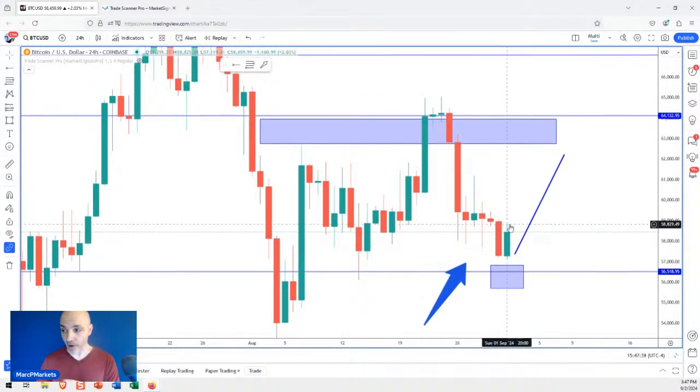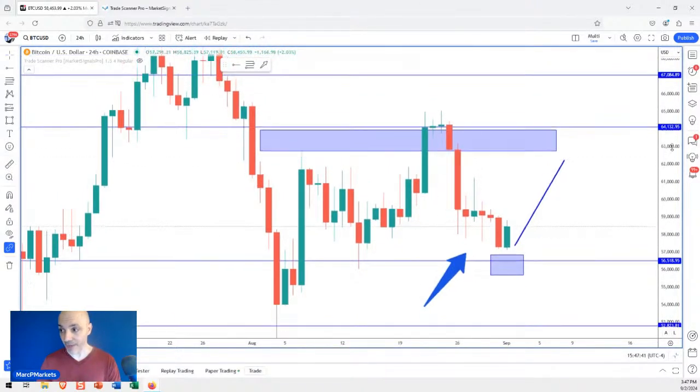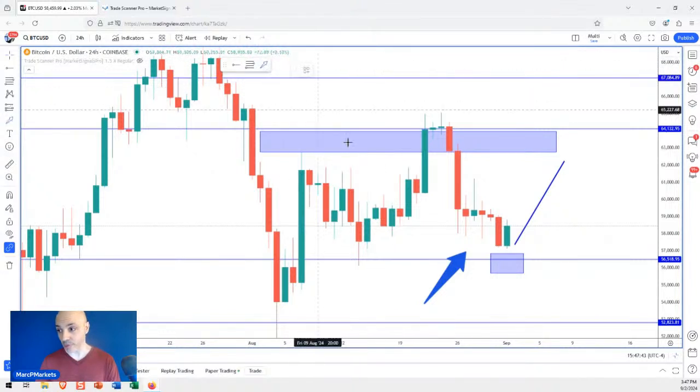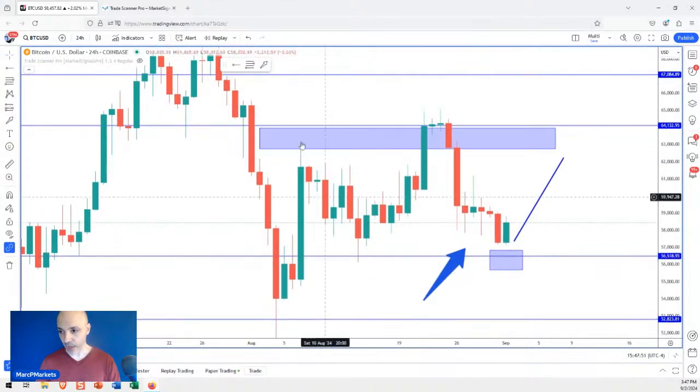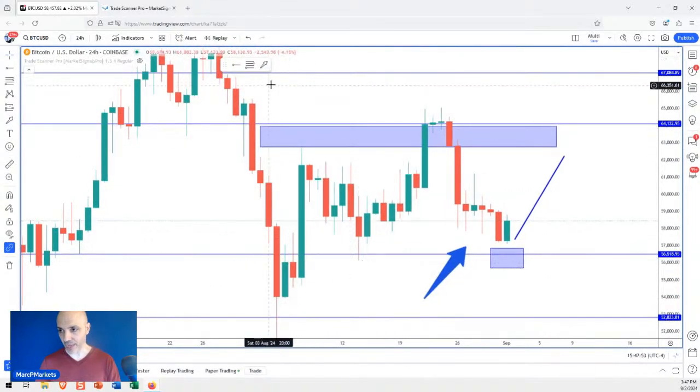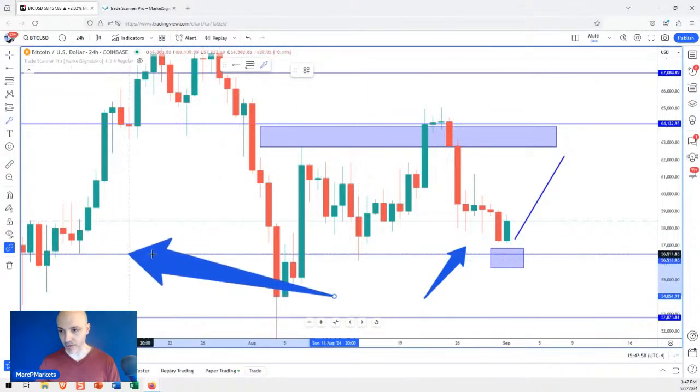The inside bar and break of the high of the inside bar is the confirmation. Now, as you can see, I drew this line here because I'm anticipating a reversal in this area. Why? Because look how many times it's reversed in this area. This 56K line right here is a significant line because it's touched it numerous times.